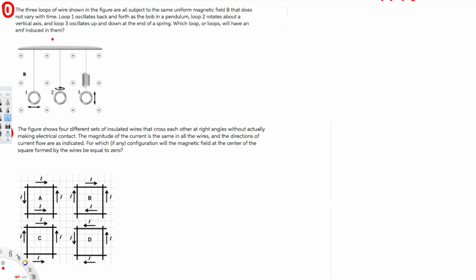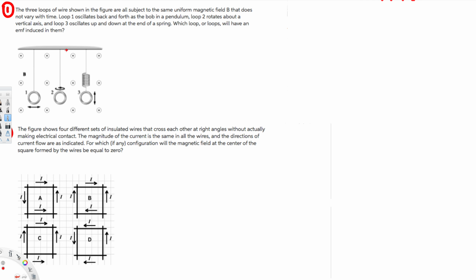The first question is asking: there were three loops of wire shown in the figure, all subject to the same uniform magnetic field B that does not vary with time. Loop 1 oscillates back and forth as the bob in a pendulum. Loop 2 rotates about a vertical axis, and loop 3 oscillates up and down at the end of a spring. Which loop or loops will have an EMF induced in them?